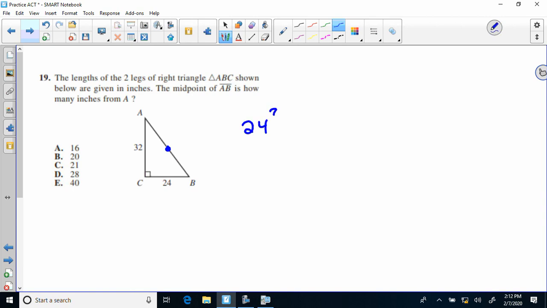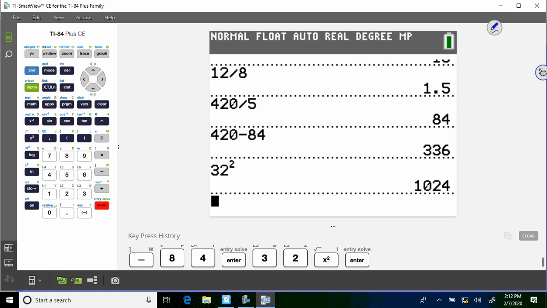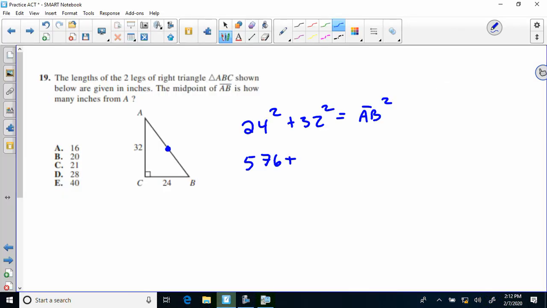So you're going to do 24 squared plus 32 squared equals AB squared, or that side squared, right? So 24 squared is 576. 32 squared is 1024.